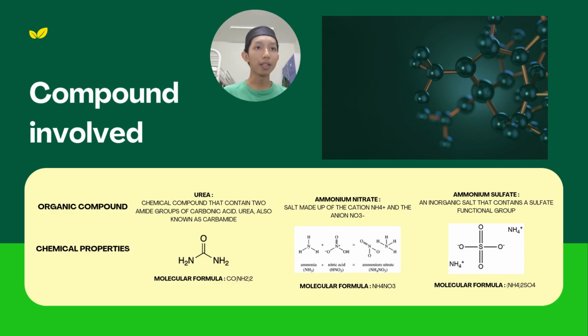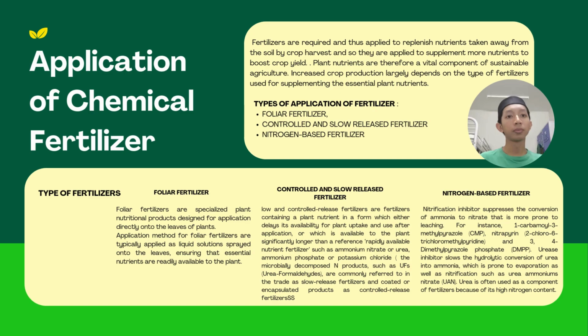Lastly, ammonium sulfate is an inorganic salt that contains a sulfate functional group. As you can see in the picture, that is the compound, and the molecular formula is (NH4)2SO4.